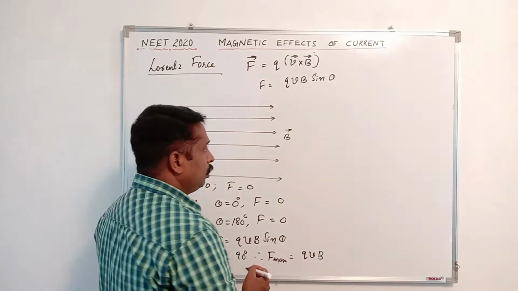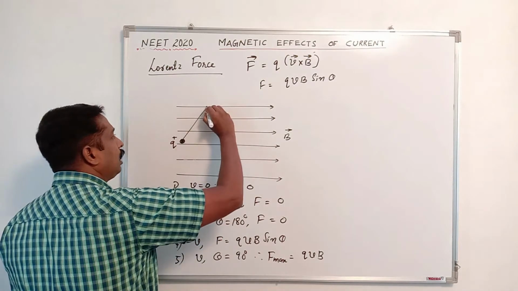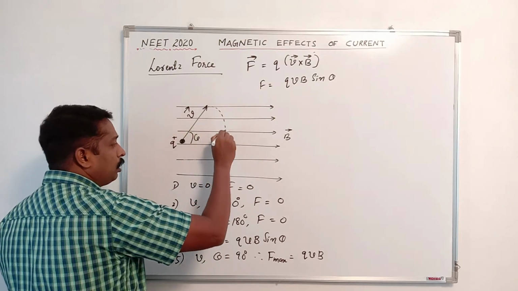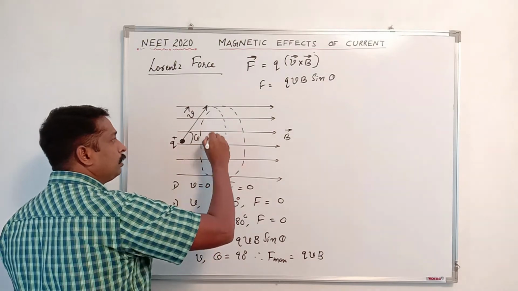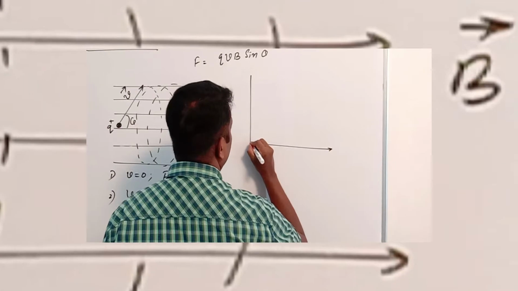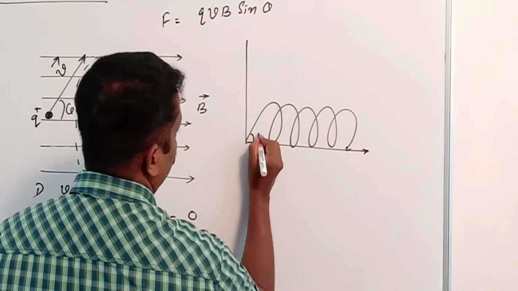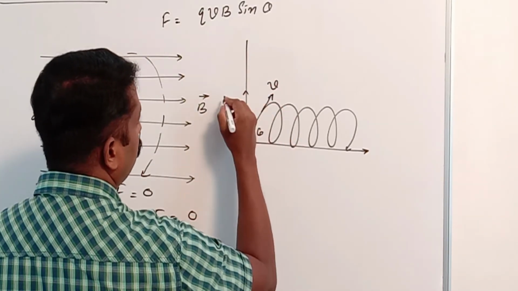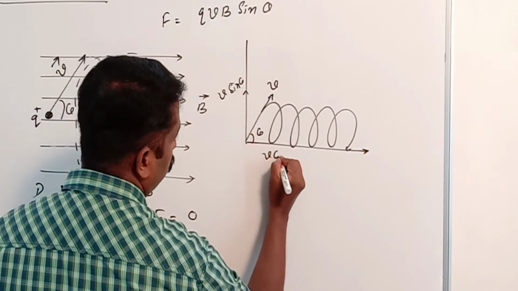Next, what is the direction of motion of the charge? Say if we project the charge with a velocity v at an angle theta, then it will follow a helical path. So this is the helical path. This is the path of the velocity vector, and if we resolve it, in this direction this is v sine theta, and in this direction v cos theta.